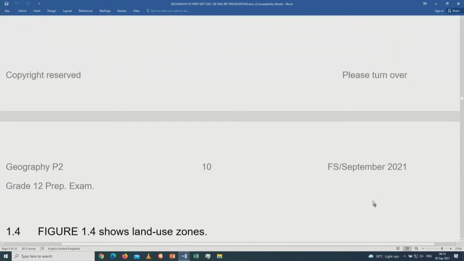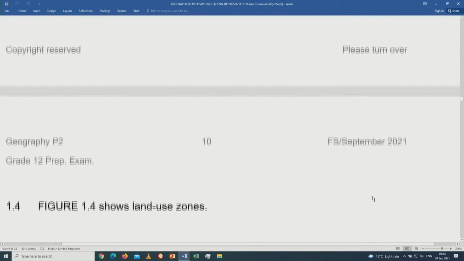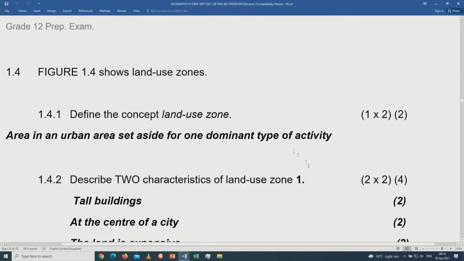Okay. Let's go to the next question. It says figure 1.4 shows land use zones. Let's go to the figure.